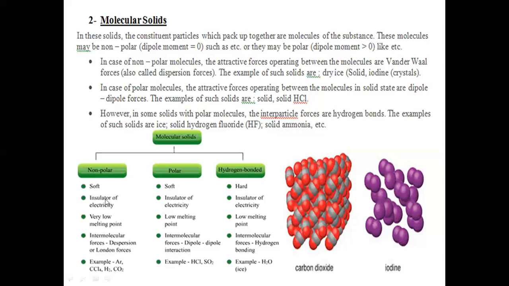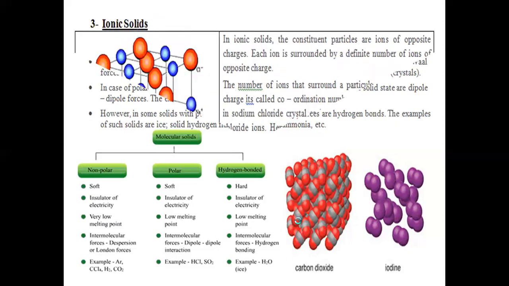So if you compare this chart, means if you compare the points of all these types of molecular solids, we find that hydrogen bonded molecular solid is the hardest solid, and all three kinds of molecular solids are insulator of electricity, and the melting point of non-polar molecular solid is the lowest one here. So let's move forward now.